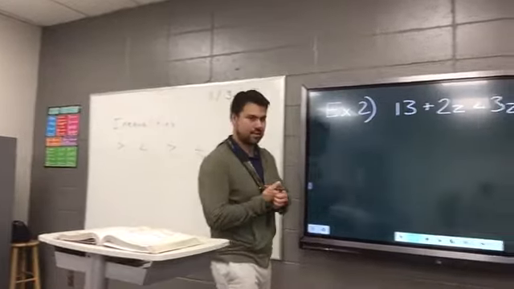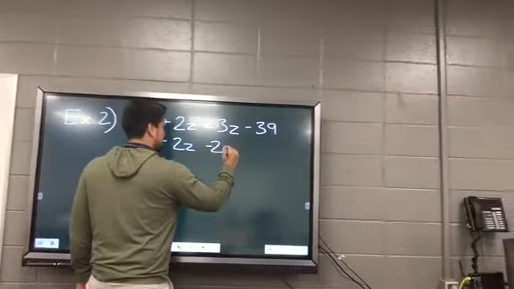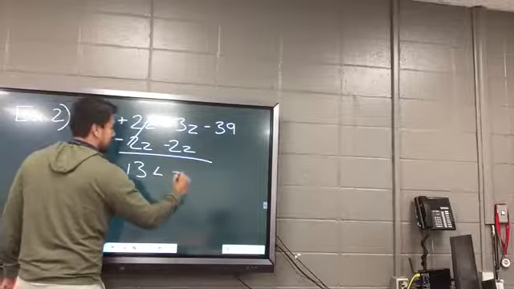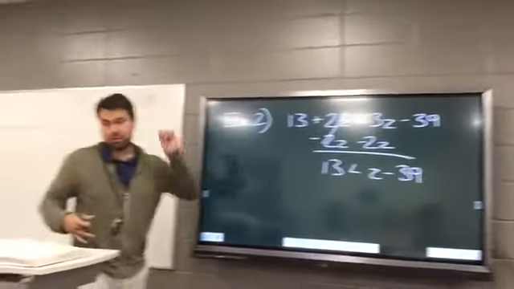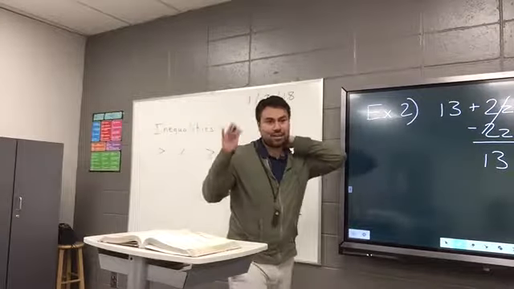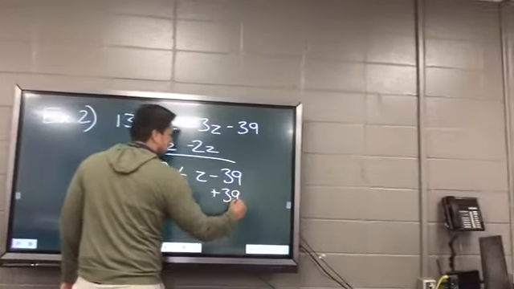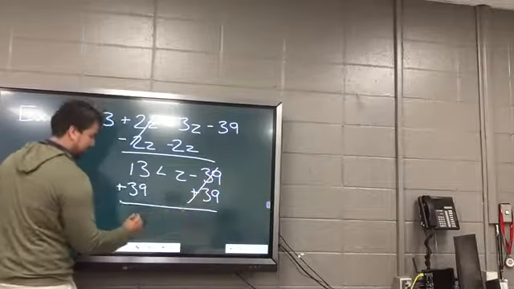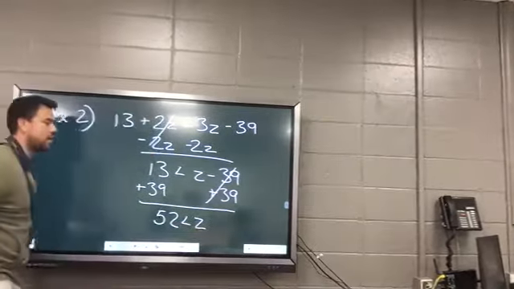Eli? Take away 2z from both sides. All right, I'm going to subtract 2z from both sides. I get 13 is less than z minus 39. All right, from here, we should all do the same thing, but what would you do next? How do I get z by itself? Yep. Add 39 to both sides. And I get 52 is less than z. Okay.